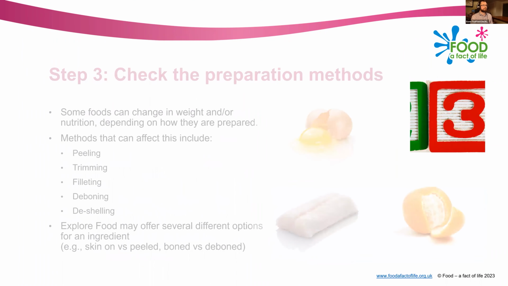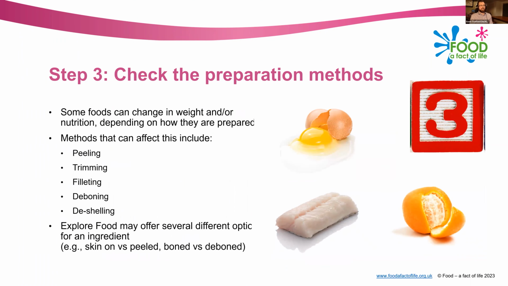Step 3, check preparation methods. Some foods can change in weight and or their nutrient value depending on how you prepare them. Things like peeling, trimming, deboning, deshelling will remove weight and occasionally also remove some nutrient value. For example, if you use potatoes with skins versus potatoes without skins, you're going to reduce the weight slightly by peeling the potato, but you're also going to significantly reduce the fiber content. So that's always worth bearing in mind.